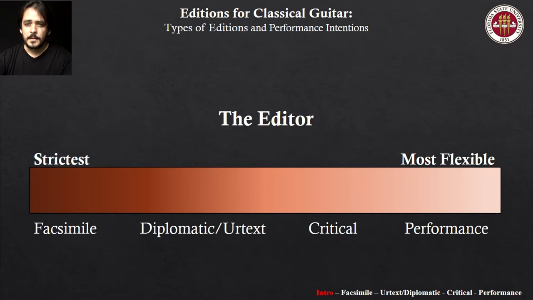Here we show the editor's level of interference, and it goes from the strictest level, dark red, to the most flexible and brighter red. In the flexible level, the editor has more power to clarify, add, subtract, or change information in the text. On the other hand, in the strictest level, the editor's interference over the text is minimum. Let's go to the editions so you better understand the editor's role.